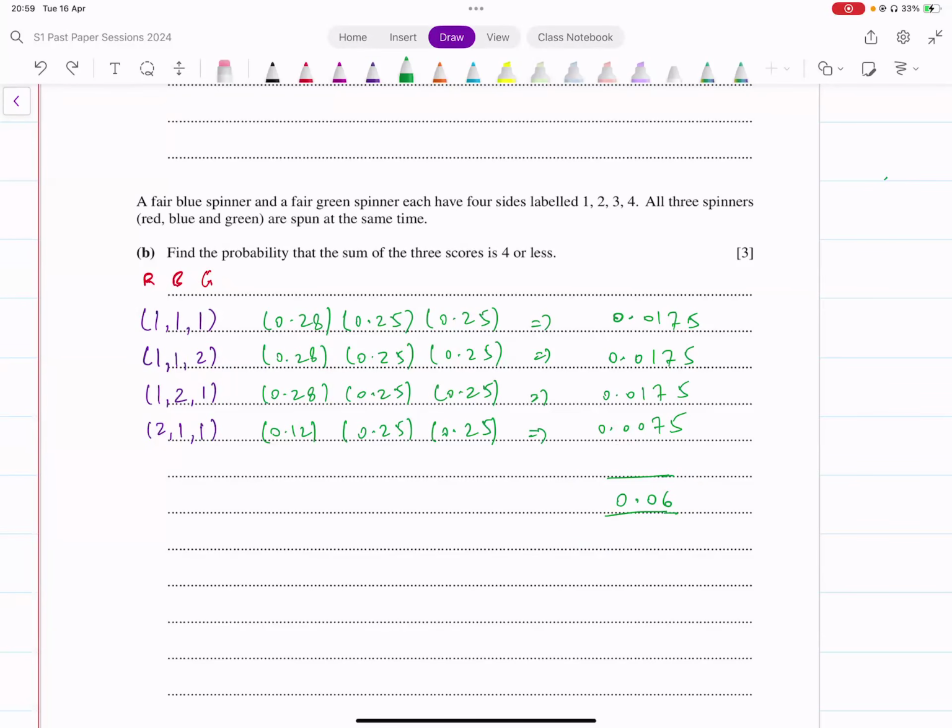Yeah, thank you for that. How is it 0.25? It's a blue spinner and a green spinner. They are fair spinners. There are 4 sides, so each side has 1/4 probability. That's 0.25, right? If it's a fair spinner, all sides have equal probability. So that's 1/4, 1/4. So 0.25 for all of them. All right, so that's the probability that we get in the second part.